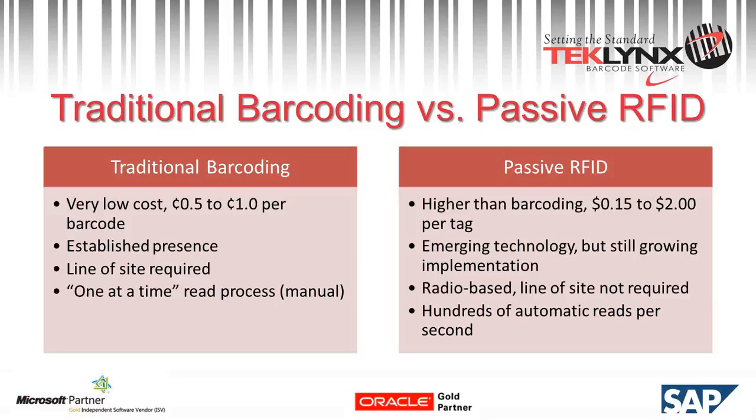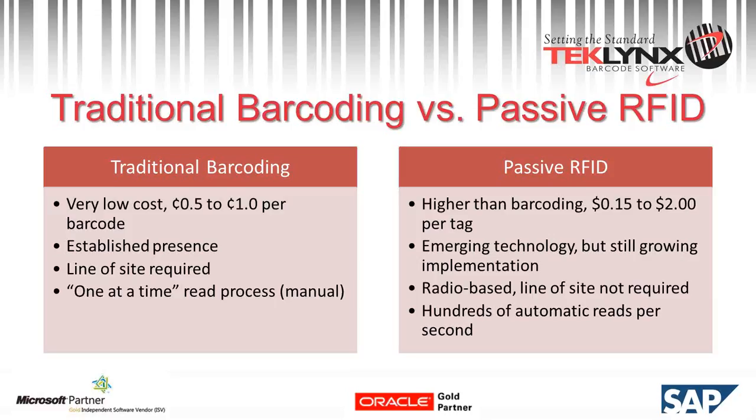And software can help, and RFID is really just an extension of that. So with passive RFID, of course, with the great benefits you'll receive from it, there is a higher cost. Typical cost being anywhere between 15 cents to $2 per tag, which is many times very, very justified by the benefits that are driven from it.